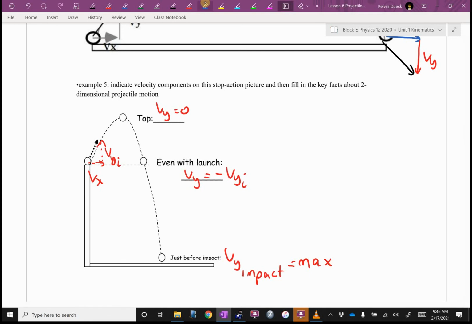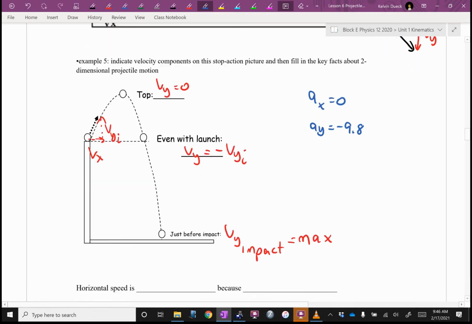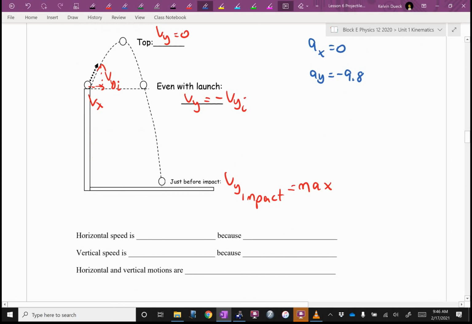And throughout all of this, horizontal speed is constant because Ax equals exactly what?